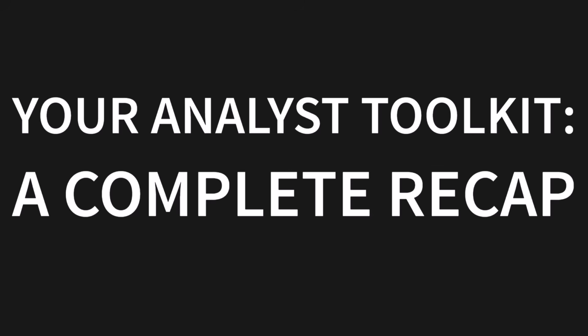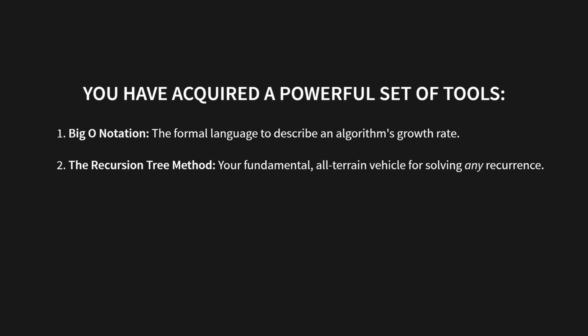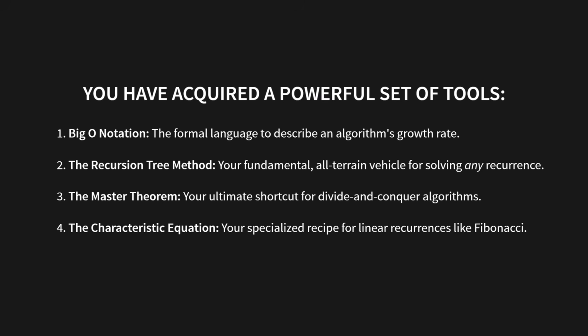All right, let's do a quick recap of your analyst toolkit. In this hour, you have acquired a powerful set of tools. First up, Big O notation, the formal language to describe an algorithm's growth rate. Next, the recursion tree method, your fundamental, all-terrain vehicle for solving any recurrence. Then, the master theorem, your ultimate shortcut for those classic divide and conquer algorithms. And finally, the characteristic equation, your specialized recipe for linear recurrences like Fibonacci.